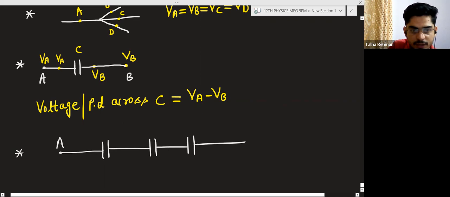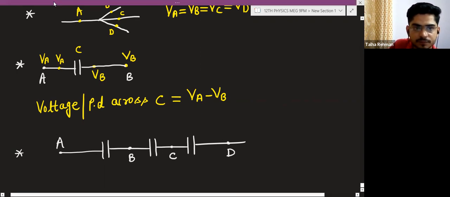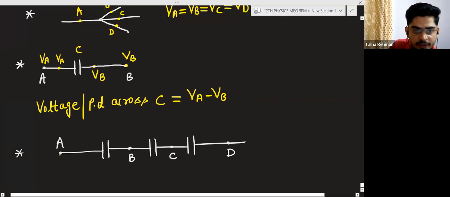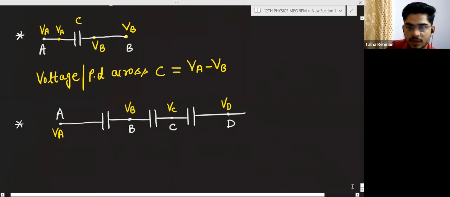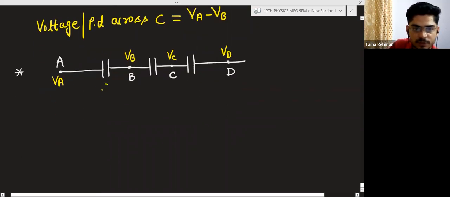This is point A, this is point B, this is point C, and this is point D. Across this, the potential is VA. Here the potential is VB. Here the potential is VC. Here the potential is VD. And suppose this is C1, this is C2, this is C3. If you calculate V1, what is V1? V1 is voltage across C1.